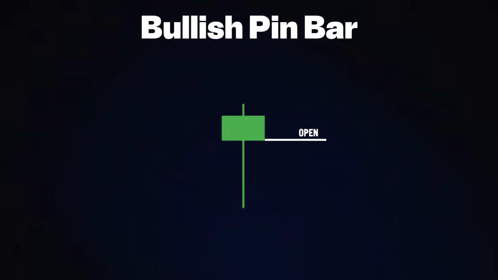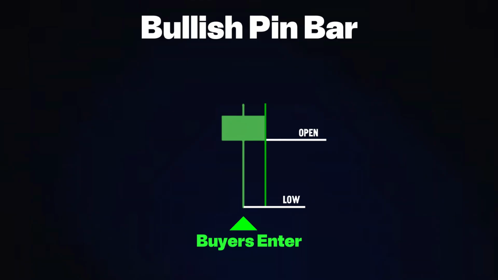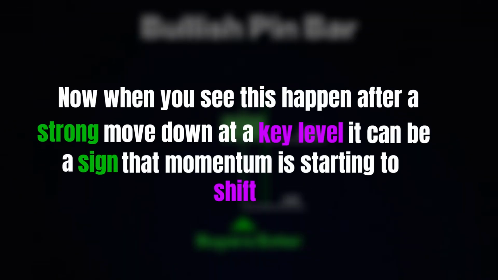Price opens, and almost immediately, sellers step in and push it down. For a moment, it looks like they're in control, but then something shifts. Buyers enter the market aggressively, and not only stop the drop, they push price all the way back up, sometimes even above the opening level. That rejection from the lows is the key. It tells you that sellers tried and failed, and buyers took over. Now, when you see this happen after a strong move down, especially at a key level, it can be a sign that momentum is starting to shift.